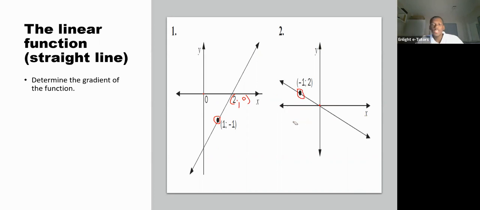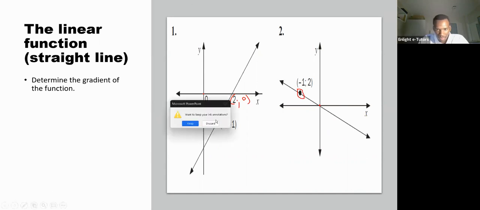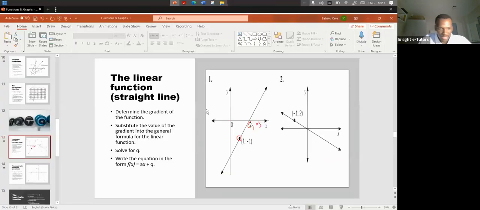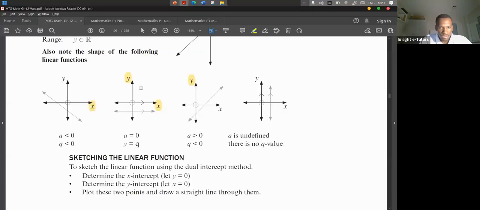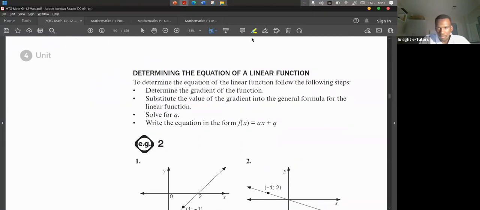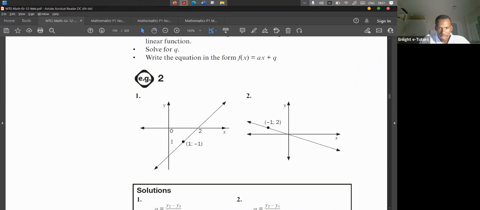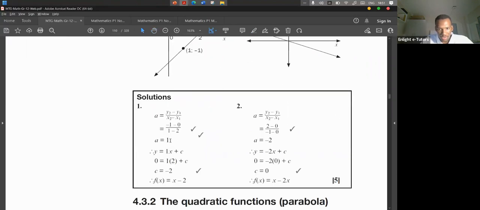Okay, so here they tell you to determine the gradient. We already determined it's going to be negative. The gradients are going to be negative. Here, the gradient is positive, this one. The gradient is negative, this one. From there, because we know that y is equal to mx plus c, for A or ax, for you it's going to be m.